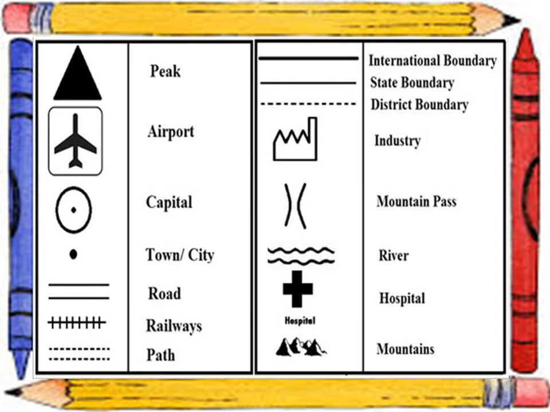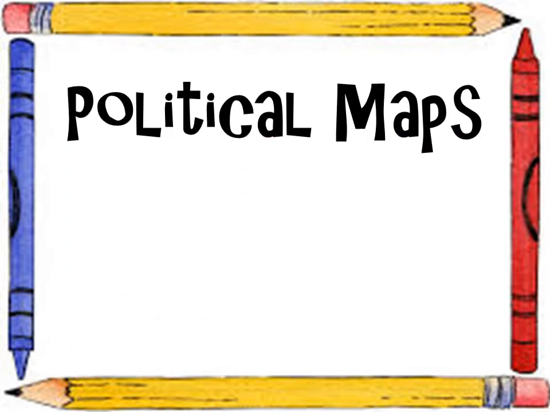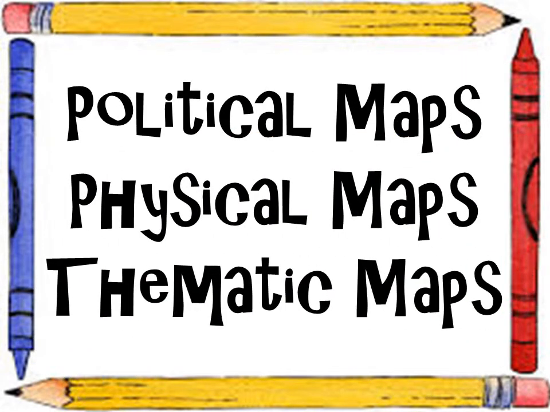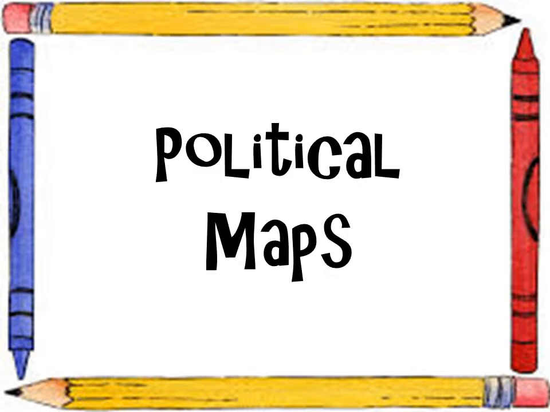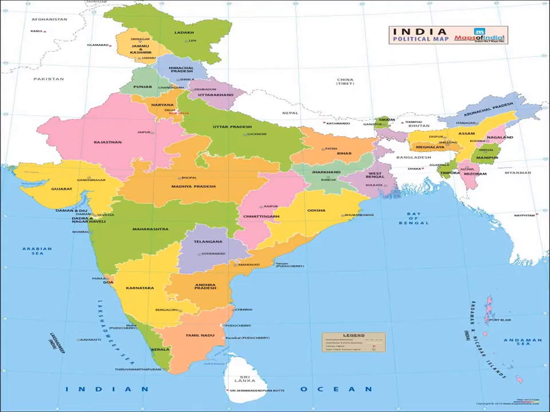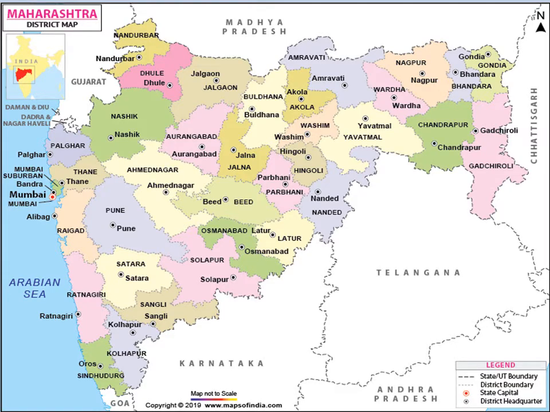Maps are of different kinds. But today we will learn about political, physical, and thematic maps only. So, let us first start with political maps. Political maps show the territorial boundaries of countries, states, and the location of major cities.